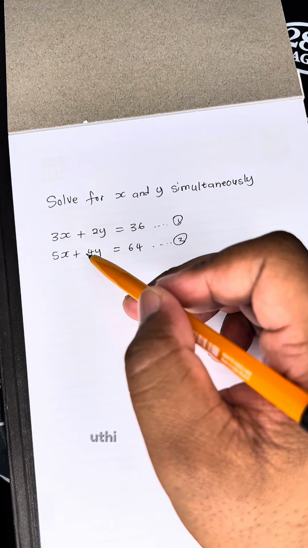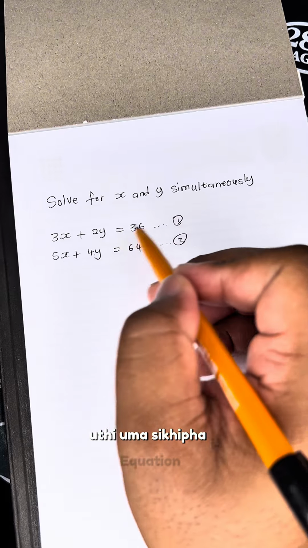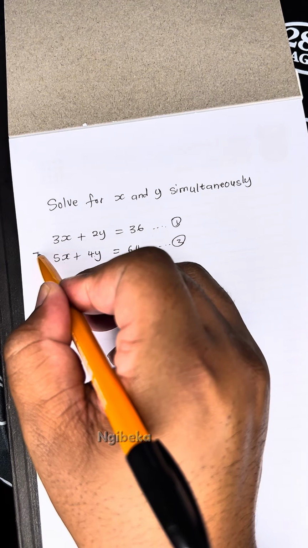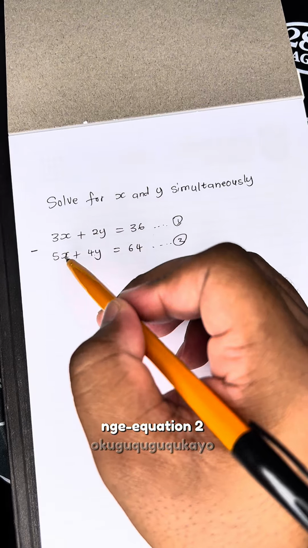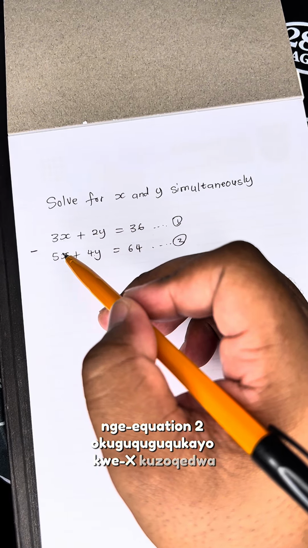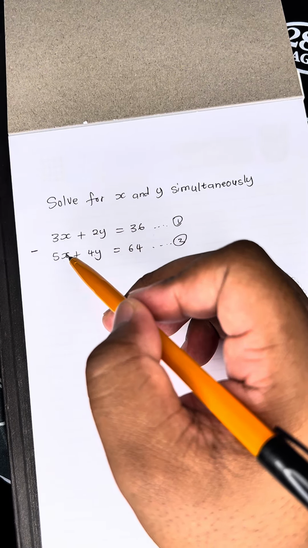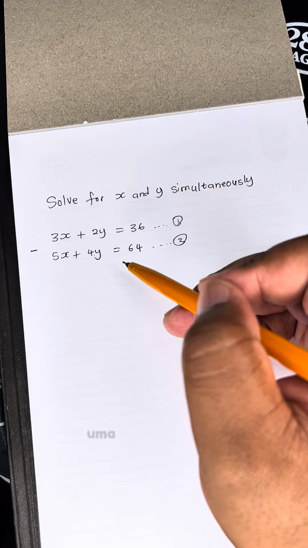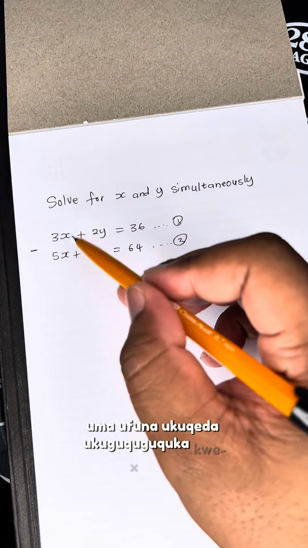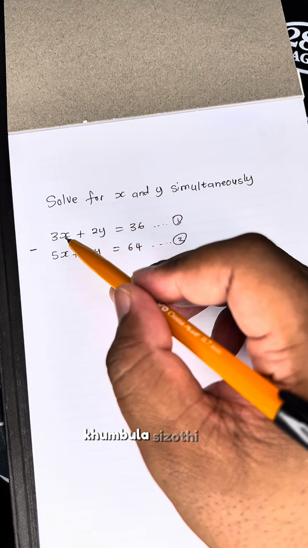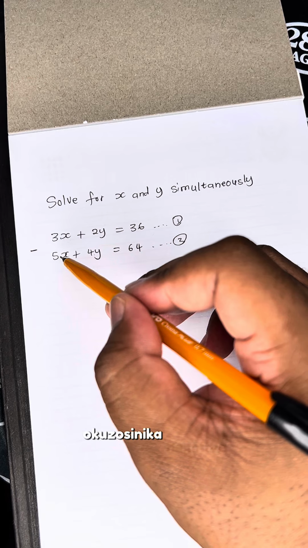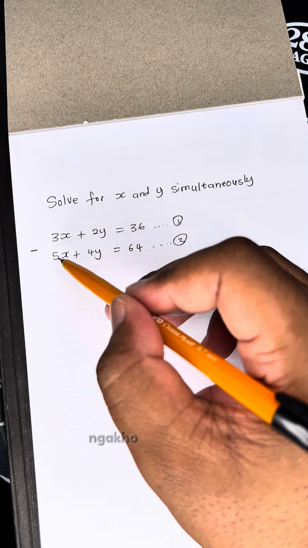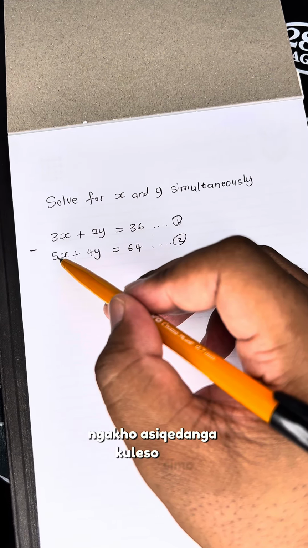In other words, you are saying that if we subtract equation 1, I'm putting the subtraction sign here, by equation 2, the x variable will be eliminated or will just disappear. Here's the tricky part. If you want to eliminate the x variable here, remember we will say 3x minus 5x, which will give us negative 2. So we did not eliminate in that case.